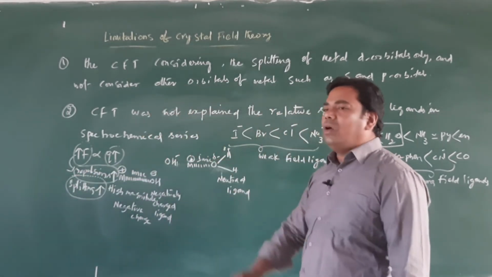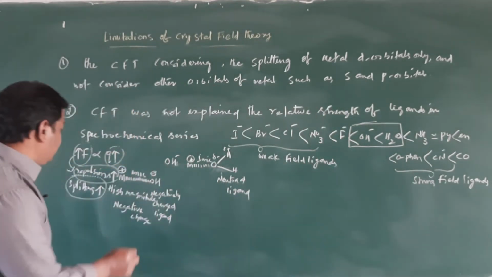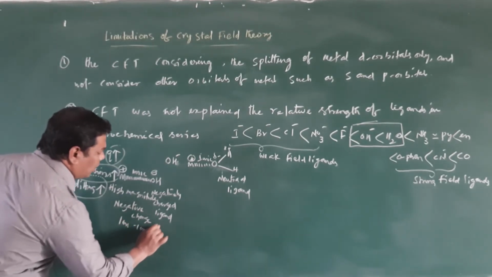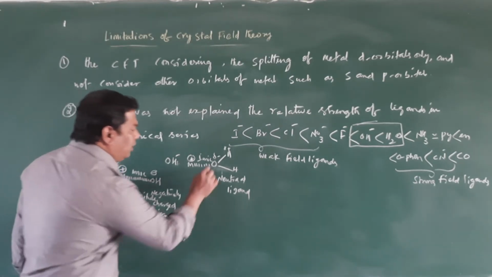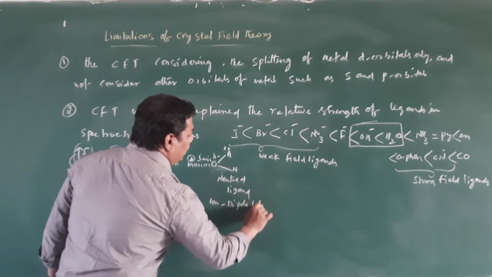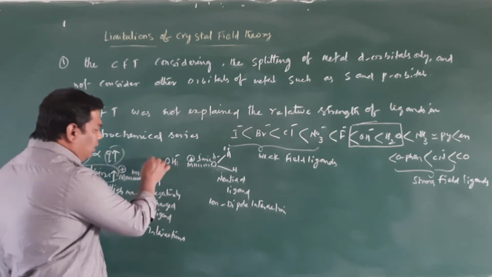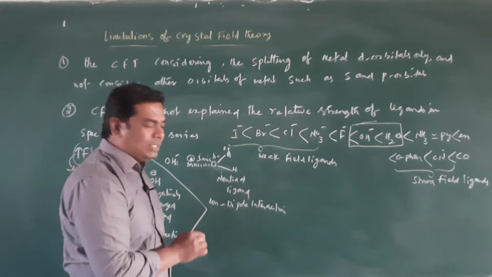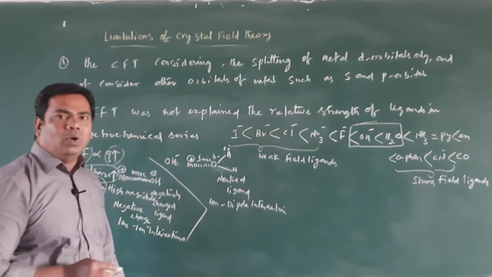But in the case of water molecules, ion-dipole interactions are possible, whereas with OH minus, ion-ion interactions are possible. Generally, ion-ion interactions are greater than ion-dipole interactions. Clear, student? Ion-ion interactions are greater than ion-dipole interactions.